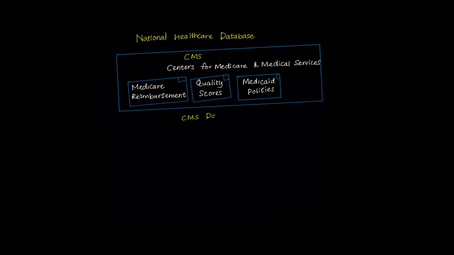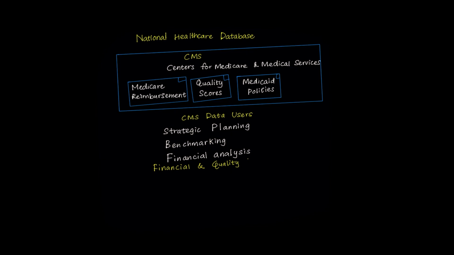CMS maintains detailed information about how much Medicare pays for different services, which hospitals are top performers on quality metrics, and what policies govern Medicaid payments in different states. This data is essential for strategic planning, benchmarking, and understanding the financial landscape of healthcare.